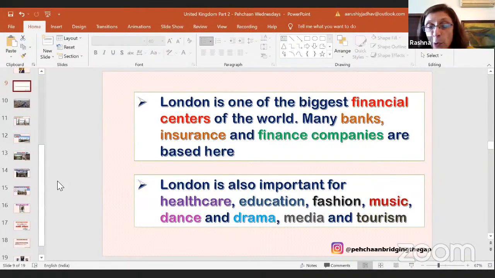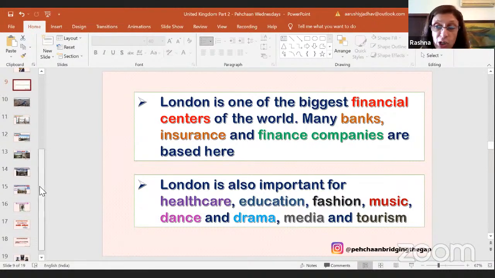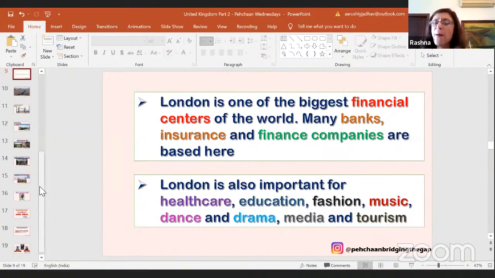It is also important for healthcare, right? People come from other countries even for healthcare. For education, we already saw Oxford and Cambridge, and there are many, many other excellent universities all over the United Kingdom. Many are in London itself. Fashion, it is one of the fashion capitals of the world. It has a huge fashion industry.